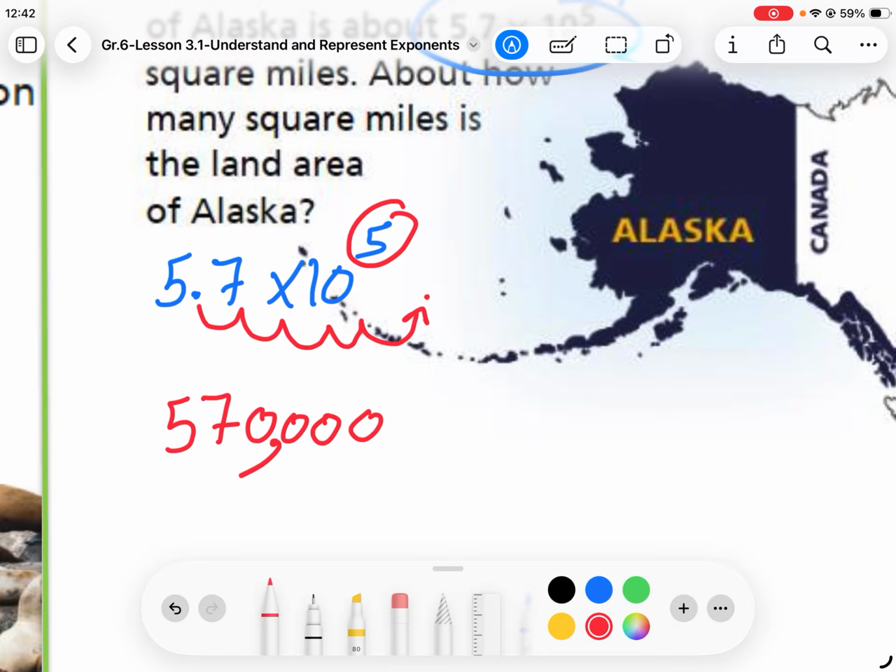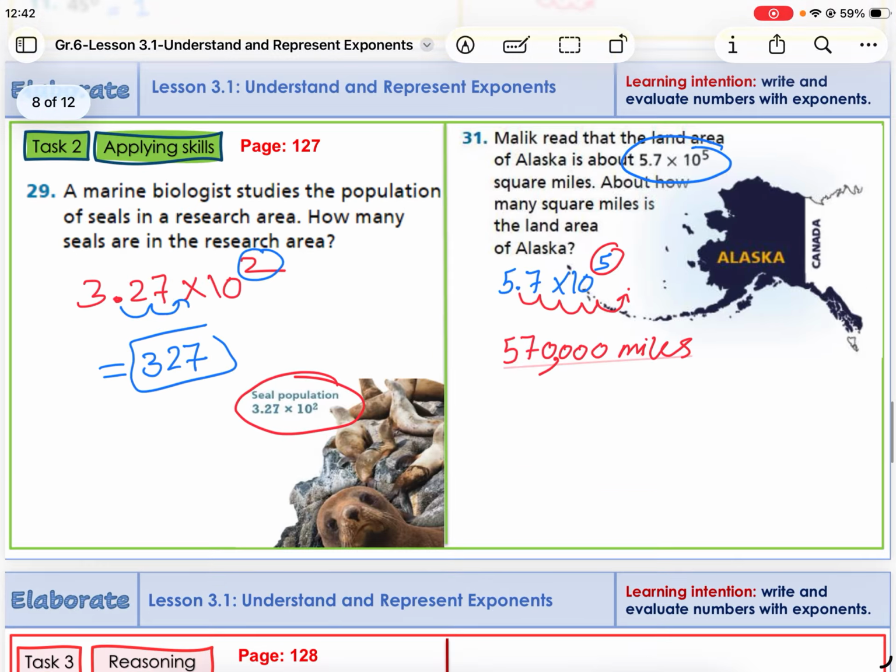How do you know? Because remember, you studied in grade 5. Each period has 3 digits. 1 stands for hundreds, and then 1,000, 10,000, 100,000. So you count 1, 2, 3, comma. Then 1, 2, 3, comma. Yeah, just like that. Okay, so your answer will be 570,000 miles. Yeah, and that's it.